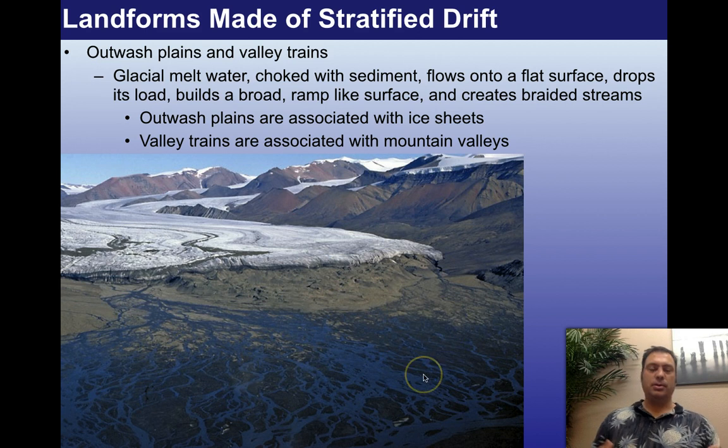And we've talked about braided streams. If you don't recall, go back and review our surface water lecture on braided streams. And this is called an outwash plain. Right? This is a beautiful outwash plain. Valley trains are associated with mountain valleys, so this is something that is a little more local rather than something big and broad.